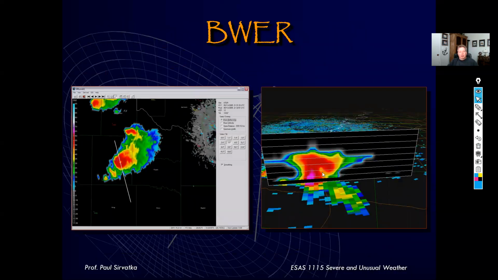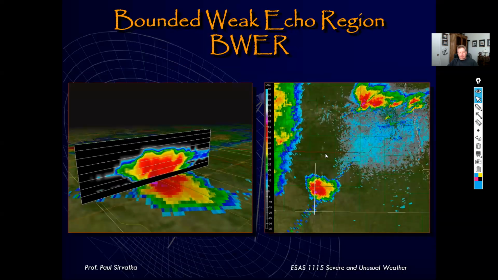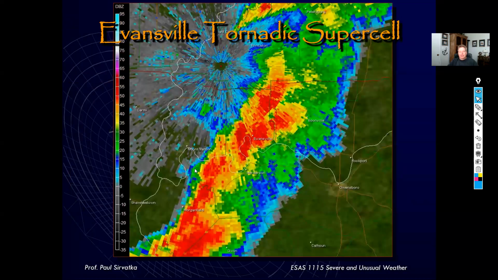There's an example of a B-word. There's the B-word on a PPI. This is the RHI. Another one, this is a big storm up here, but this storm over here definitely exhibits a bounded weak echo region. And that means intense updraft.